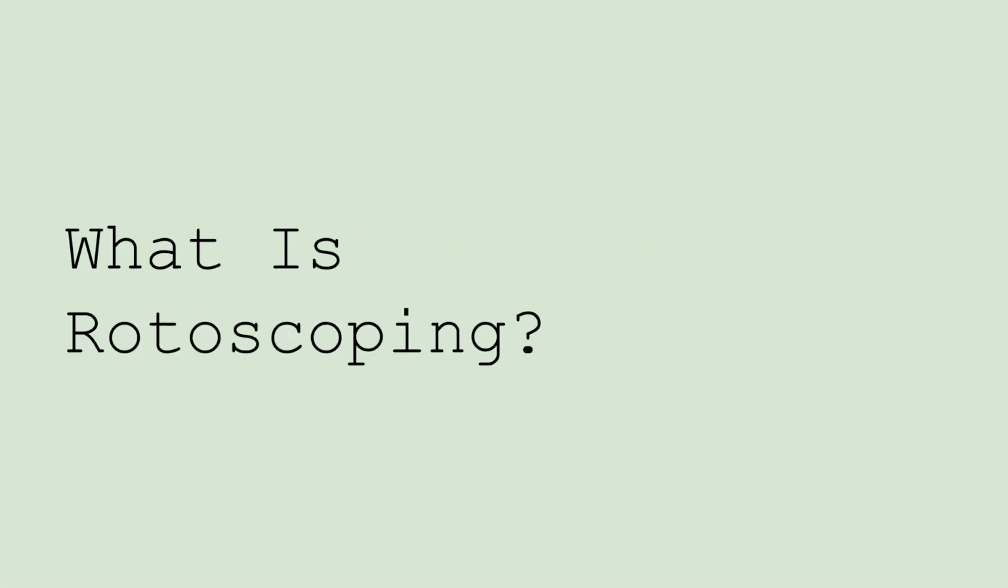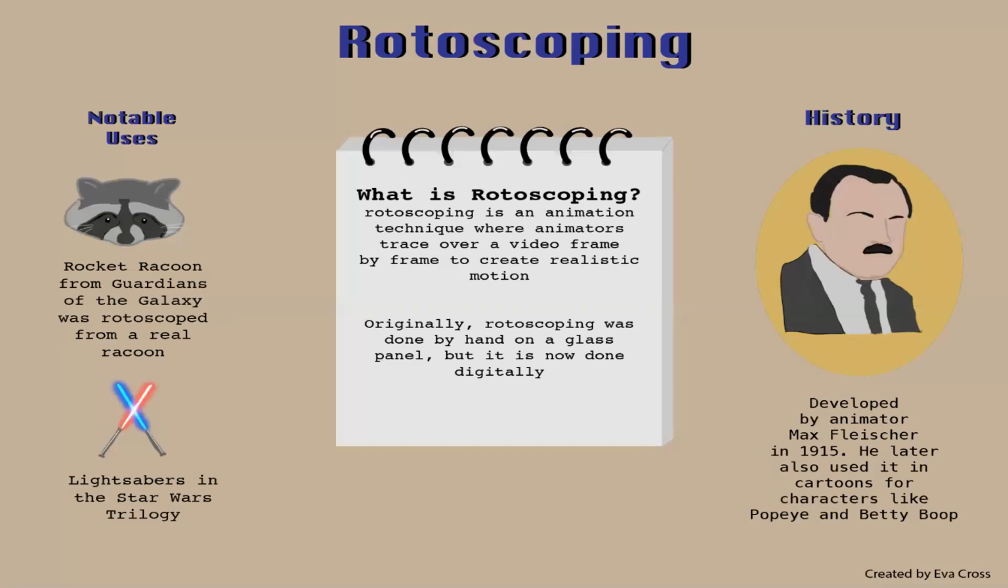Rotoscoping is an animation technique where you take a video and you trace over every single frame to create your animation. Here's the infographic I made on the subject, and just to share a few fun facts, the most surprising thing I learned was how many live action movies actually use rotoscoping. For example, Rocket Raccoon from Guardians of the Galaxy was rotoscoped from a real raccoon. And some of the popular cartoon characters that were rotoscoped: Disney used rotoscoping to make Snow White, and the creator of rotoscoping used it for cartoons like Popeye and Betty Boop.